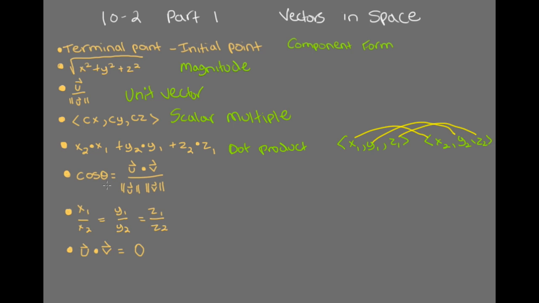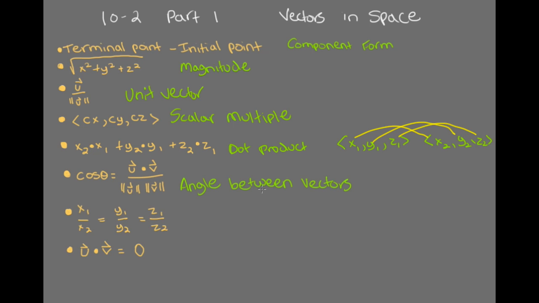Over here we have cosine of theta is equal to the dot product of vectors u and v divided by the magnitudes. What that gives us is an angle between the vectors. You'll notice this is the same formula that we have in 2D, except we apply these 3D formulas by adding the z component in both finding the magnitude and also finding the dot product to obtain the angle between the two vectors.